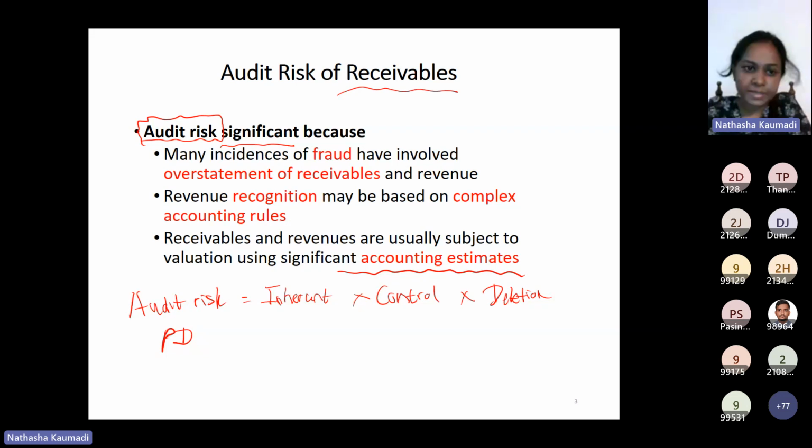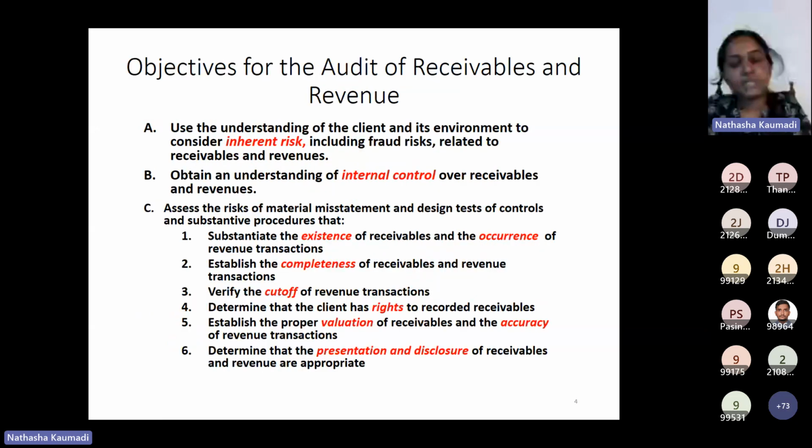Likewise, now you need to understand when you are going to do an audit, we are talking about a risk-based audit. First of all, you are identifying the risk, you assess the risk, and then you go with all these audit procedures. When you start a risk-based audit, you need to understand whether this is a high risk area or low risk area. Then only you will be able to continue with the audit procedures. Okay. Now with that, the next slide says objectives for the audit of receivables and revenue.